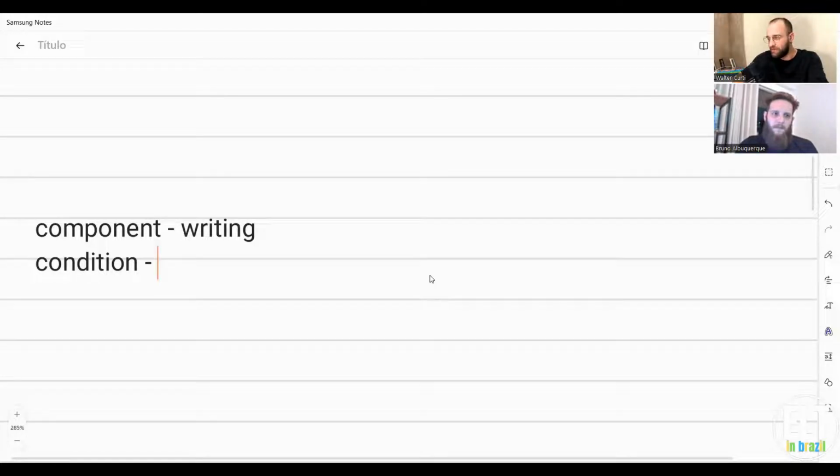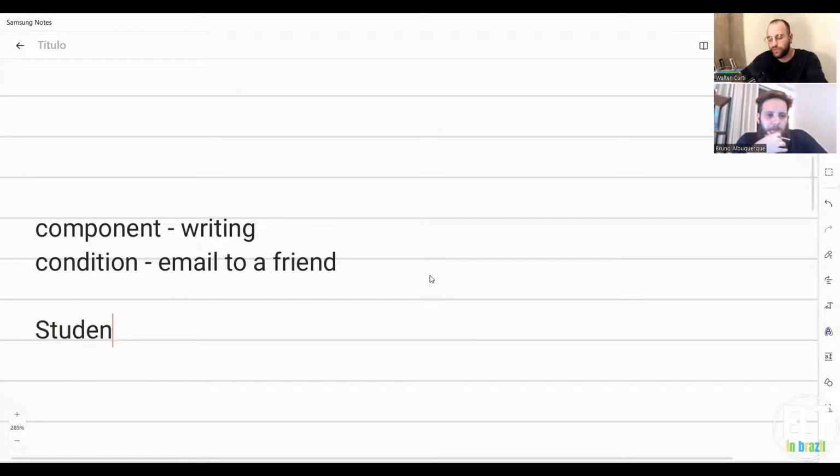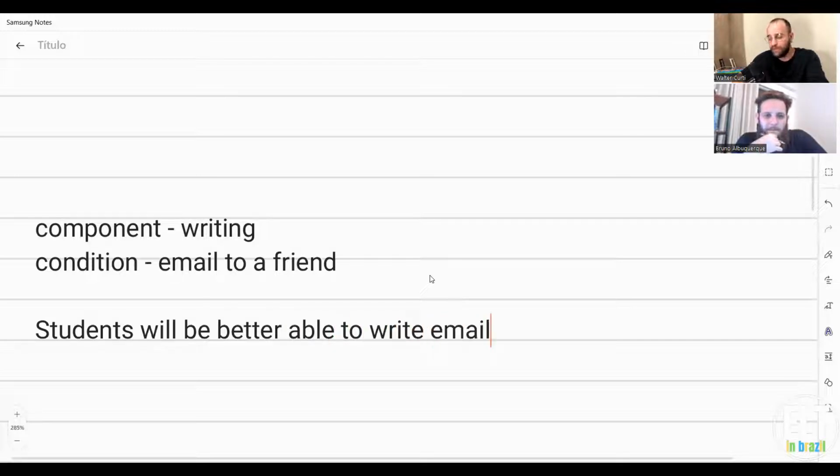any idea, Bruno? For example, talking about their neighborhood, describing their neighborhood to a friend. Okay, in an email to a friend, for example, maybe an email to a friend, that would be your condition. So you know the component you want them to perform. You know the condition they're gonna perform, and then you think of the objective. Students will be better, right, Bruno? Better able to write emails to friends.